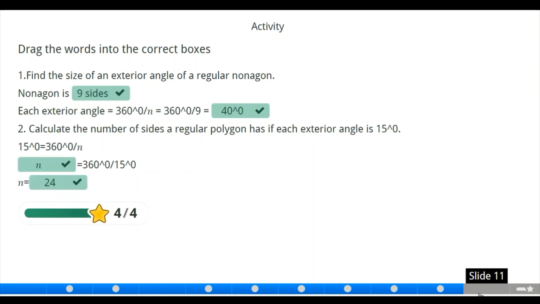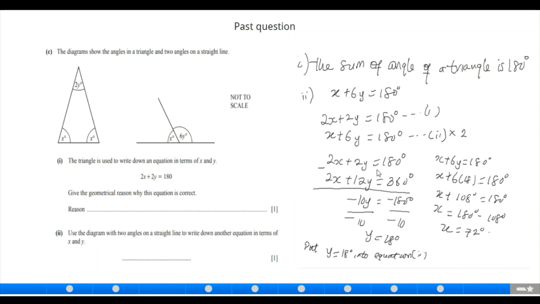Okay, now let's look at the past question that we have here. The diagram shows the angles in the triangle and two angles on a straight line. The first one says to use the triangle to write down an equation in terms of x and y. This is a linear equation. We know that the sum of the angles of a triangle is 180 degrees, and this is the reason why this equation is being written in this form.